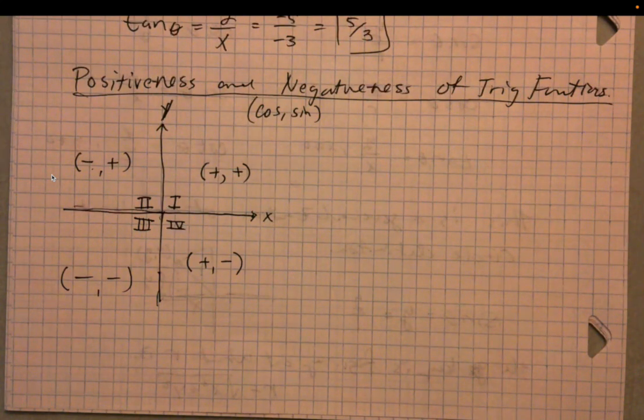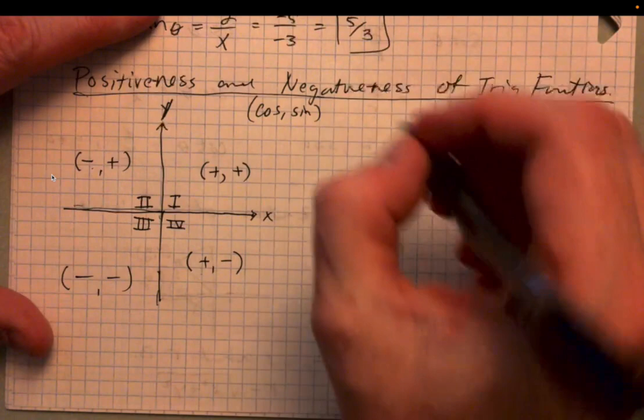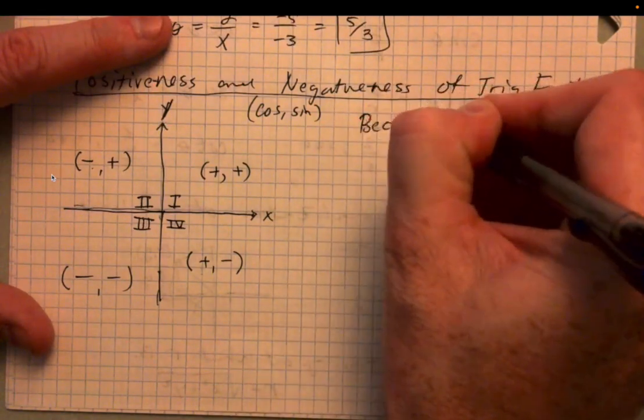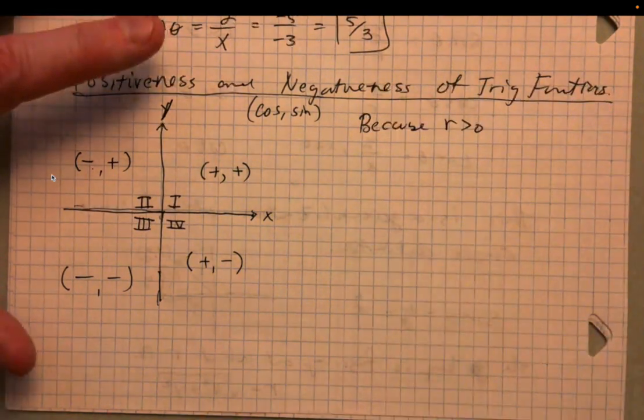So the thing to keep in mind here is that because r is always positive, right? R is always positive. The value of the sine will be either positive or negative, based solely on the values of x and y. Let me write that down.